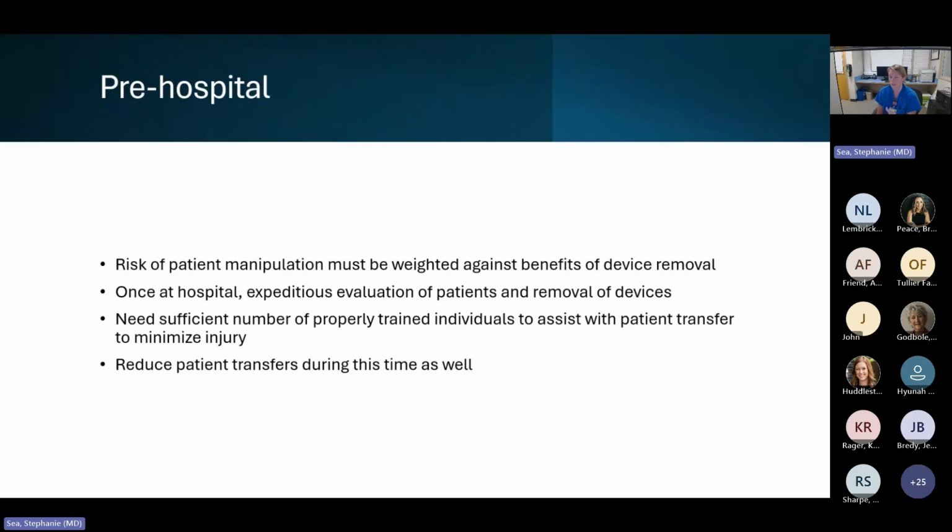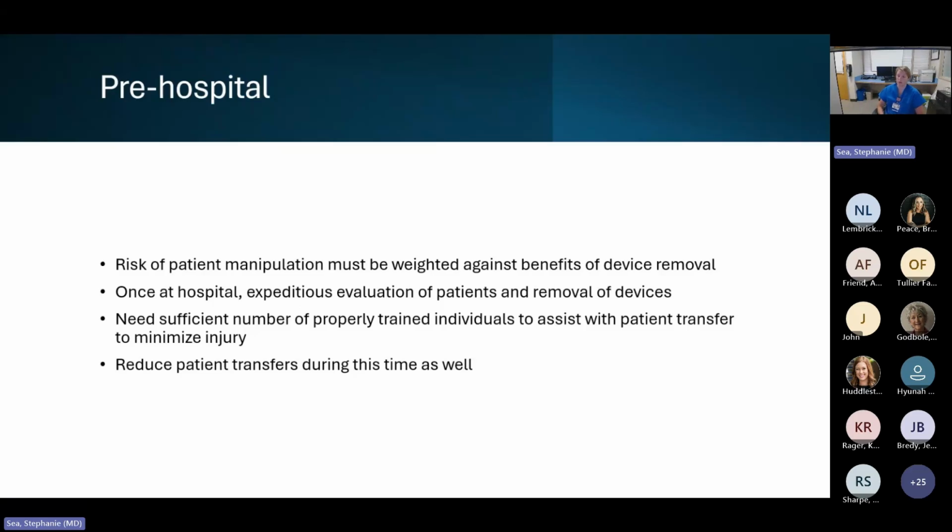And once they're at the hospital, it really is a priority of ours to expeditiously evaluate and remove all unnecessary things. So these are not without consequence. They do cause pressure ulcers. They are extremely uncomfortable for the patients. And so we do really try to get them off as quickly as possible. But you do need a sufficient number of properly trained individuals.